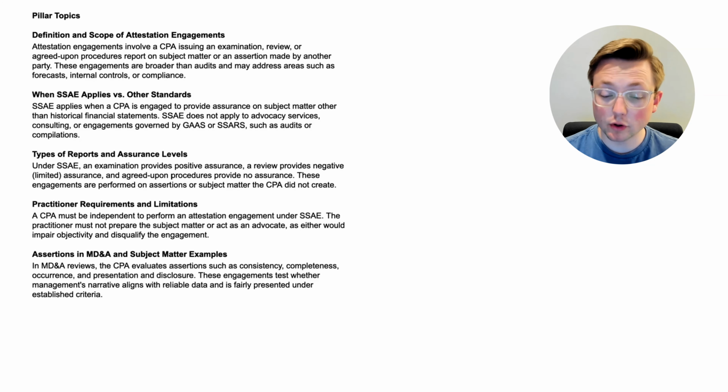In MD&A reviews, the CPA evaluates assertions such as consistency, completeness, occurrence, and presentation and disclosure. These engagements test whether management's narrative aligns with reliable data and is fairly presented under established criteria. And again, those were the key points, the pillar topics that you could most likely have pulled out based on the questions we just went over when we're talking about attestation engagements like reviews, examinations, or even agreed upon procedures.